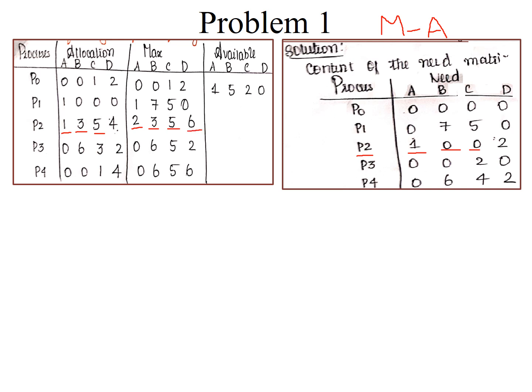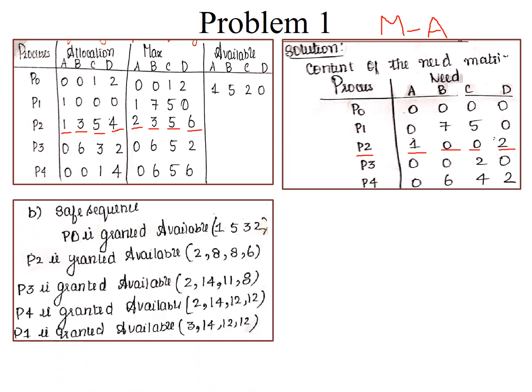6 instances of resource type D are the maximum required. Currently they are allocated with 4. So 6 minus 4, 2 instances of resource type D are required for the process P2. Once the need matrix is computed, we need to apply the safety algorithm to check whether the system is safe or not. We'll start with process P0.